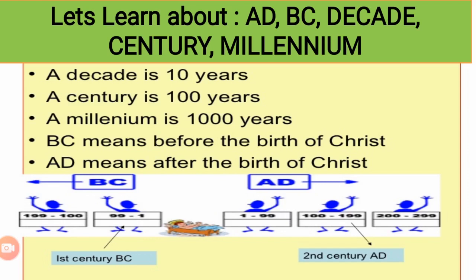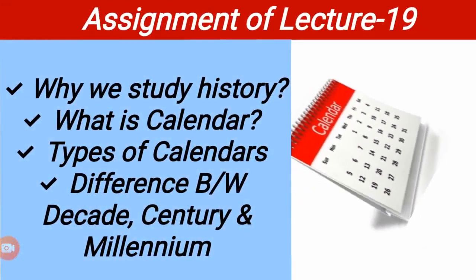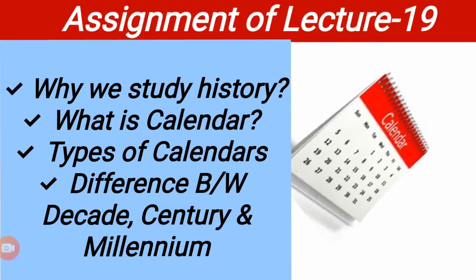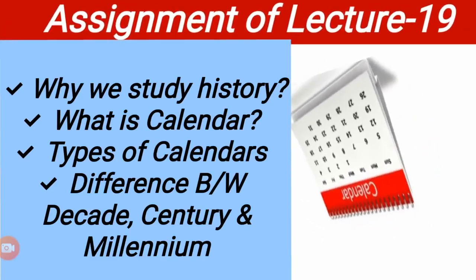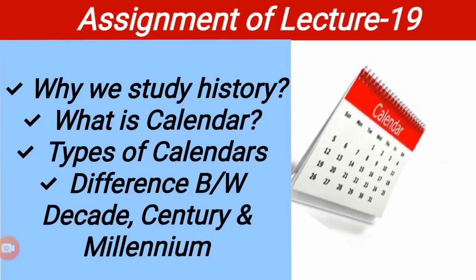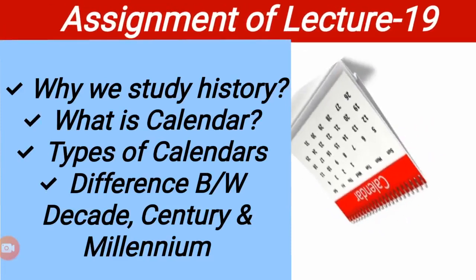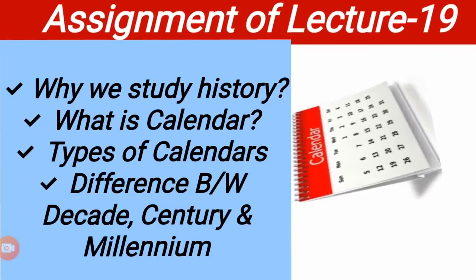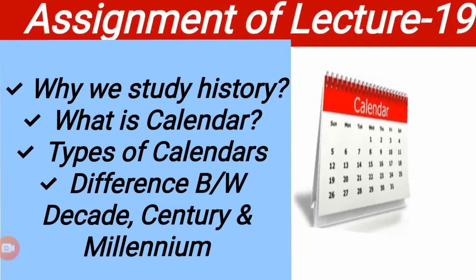Okay, so let's move towards our assignment. Girls and guys, what you have to do in your assignment number 19: you have to tell me why we study history, what a calendar is, the different types of calendar, and definitely the difference between the lunar calendar and the solar calendar. Let me tell you here again that the lunar calendar has 354 days and the solar calendar has 365 days. And you have to tell me why the lunar calendar is an irregular calendar, why the lengths of the months and the days are regular, and why the months are irregular in the solar calendar.